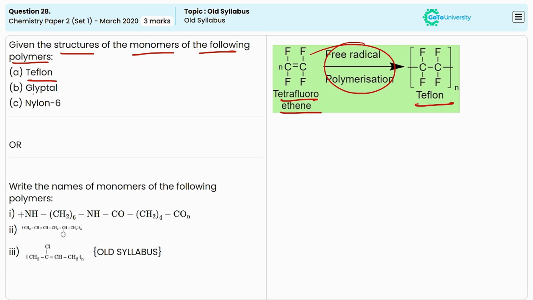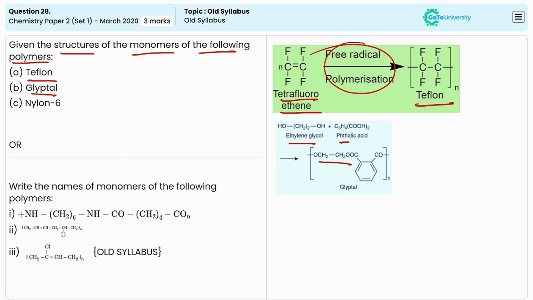The second one is glyptal. Glyptal is a type of polyester resin made from polymerization of phthalic anhydride and glycerol. It has an ester linkage in its backbone and they are hard and durable. First, ethylene glycol is treated with phthalic acid. They will produce the polymer glyptal.